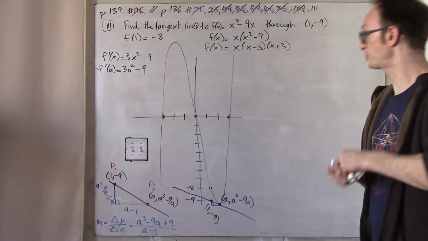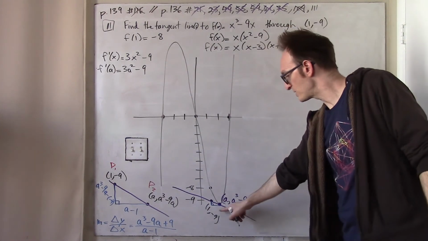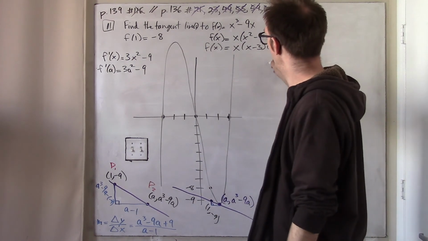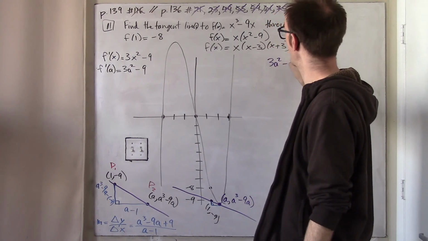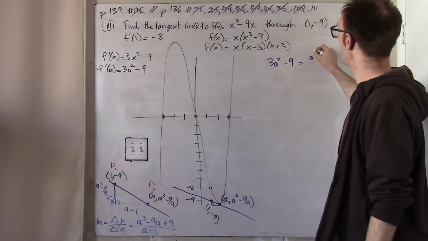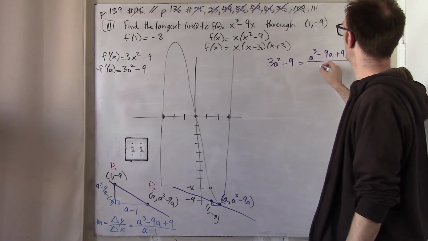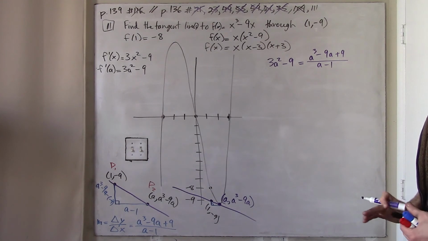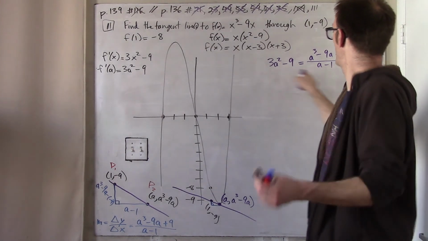And so the solution to this problem is to say, all right, on the one hand, there's this point a where the line is tangent. I still don't know what a is, but the slope of that purple line must be 3a squared minus 9. But on the other hand, it must also be a cubed minus 9a plus 9 over a minus 1. And now I have a single equation. If I solve this for a, that should tell me what that point is. Okay, so let's just do it.